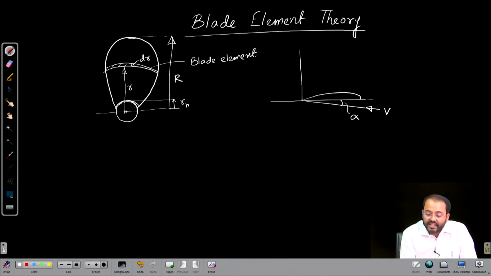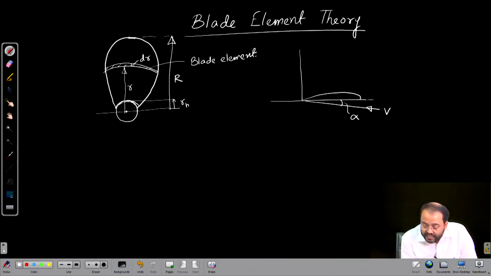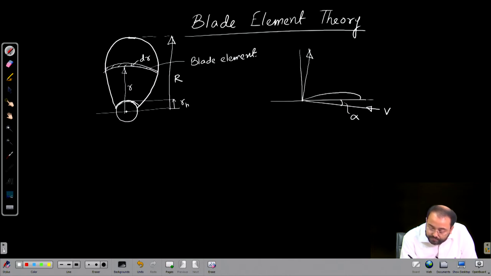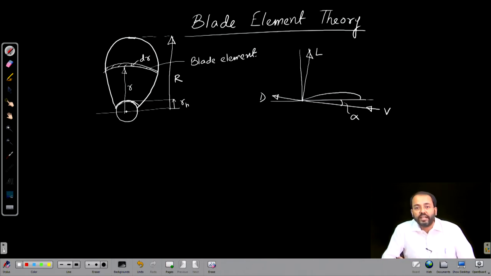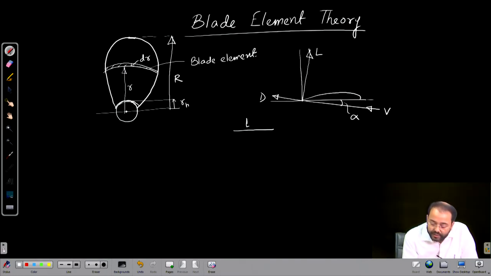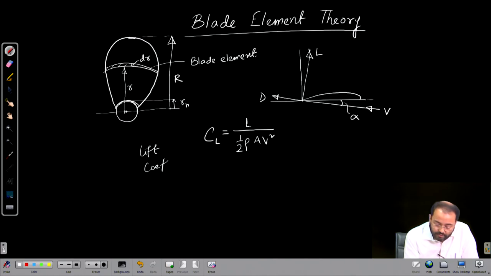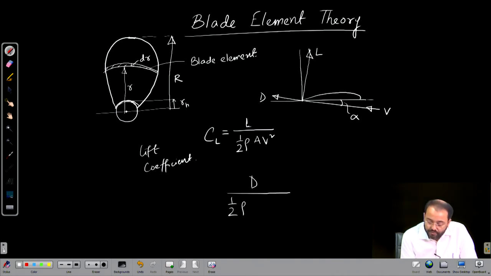What will happen? It will generate a lift force perpendicular to the inflow vector, and also a drag force. L is the lift and D is the drag of that particular section. Now, how do we calculate the lift and drag coefficients? If we divide the lift by half rho A V squared, we get the lift coefficient. Similarly, if we divide the drag force D by half rho A V squared, we get the drag coefficient.